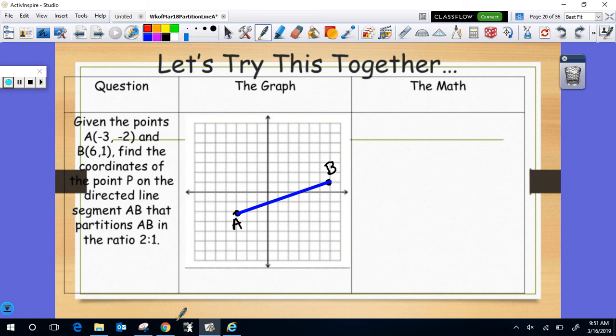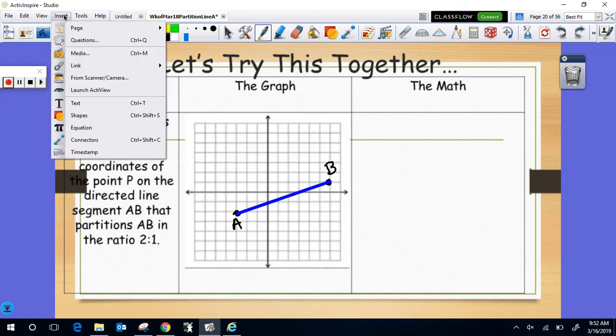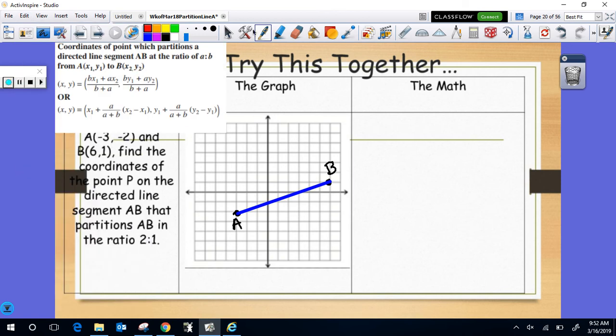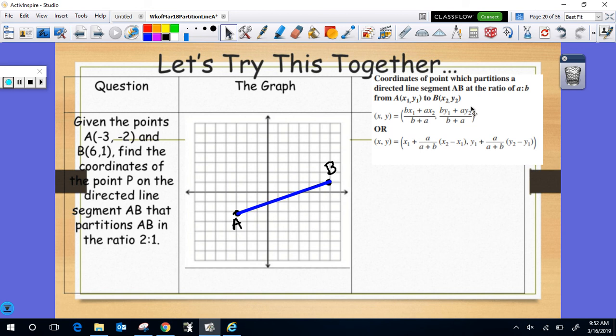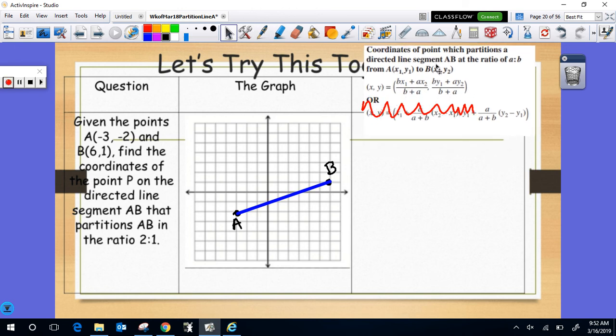So let's pull up the formula. So you have two formulas on your formula sheet, and the first one you don't have to use that one. So we'll just go with the second one, okay? And this formula is on your formula sheet, and you do not have to memorize it. All right.